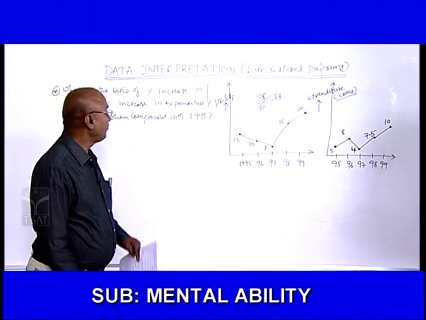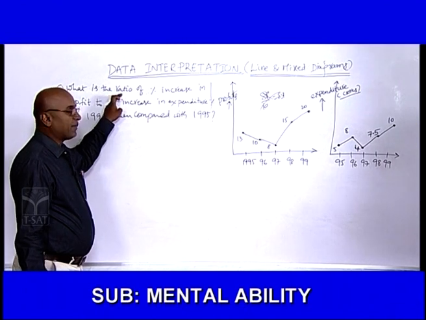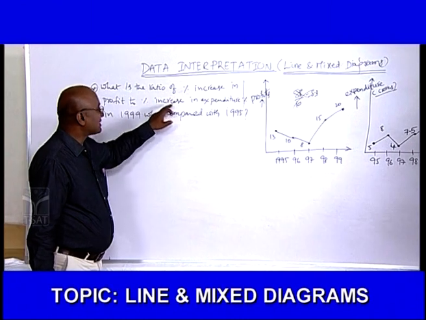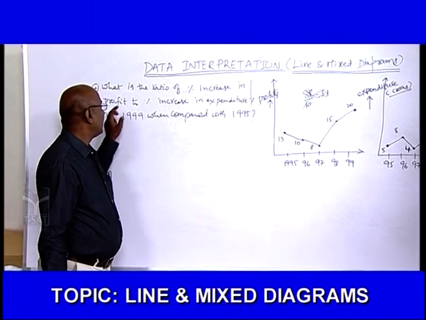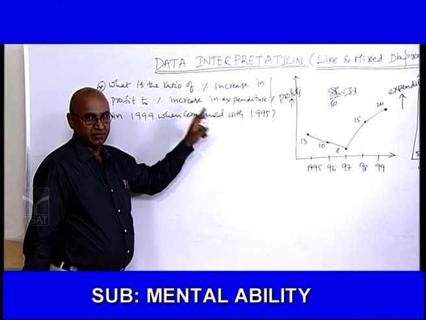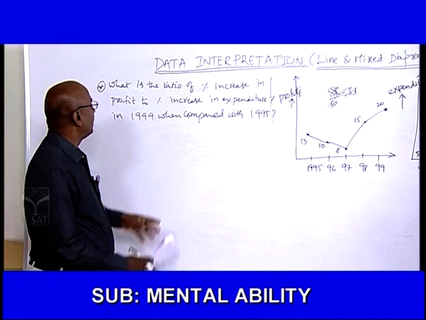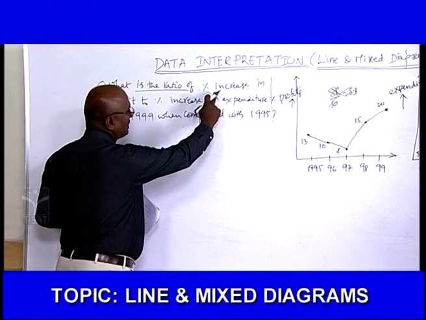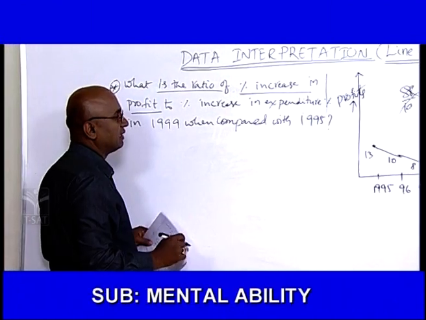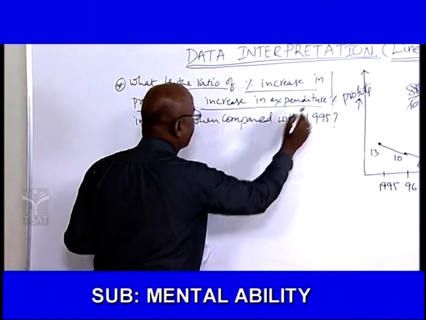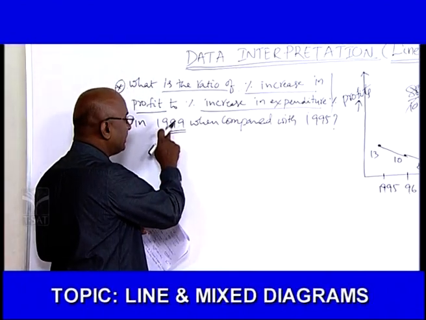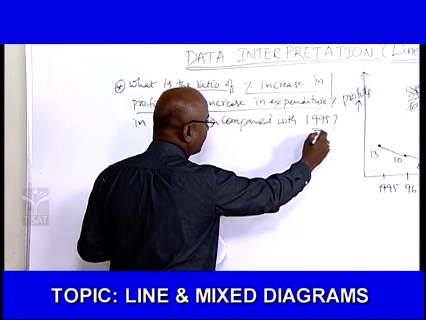Next question in this problem: what is the ratio of percent increase in profit to percent increase in expenditure in 1999 when compared with 1995? It is the ratio we have to find first of all. Now see, the next part of the question is percent increase in the profit and percent increase in the expenditure, and the initial value we have to consider is 1995 and the comparing year is 1999.